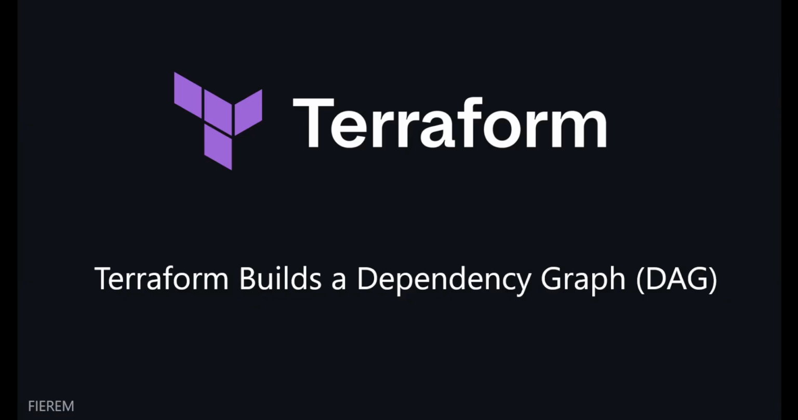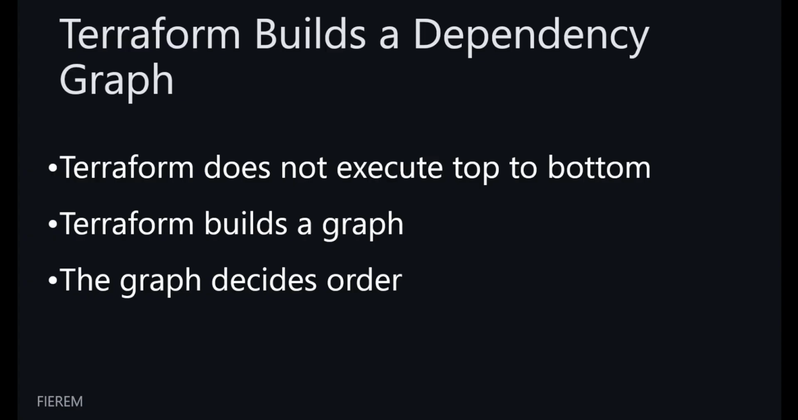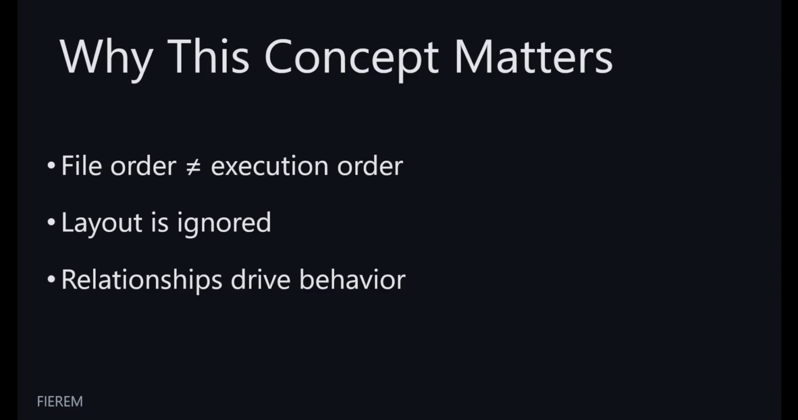Terraform builds the dependency graph. Terraform does not read your files from top to bottom. It builds a graph. That graph decides what happens and when. Most confusion in Terraform comes from assuming execution order is the same as file order. It is not. Terraform ignores your layout and listens only to relationships.